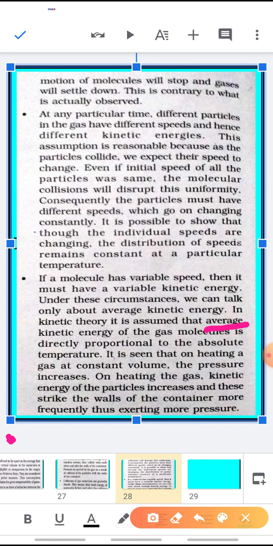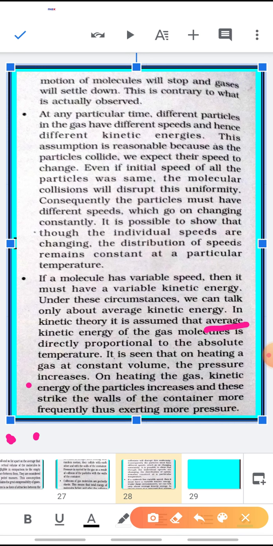It is seen that on heating a gas at constant volume, the pressure increases. On heating the gas, the kinetic energy of the particles increases. They strike the wall of the container more frequently and exert more pressure. Now this was all about the kinetic molecular theory of gases.